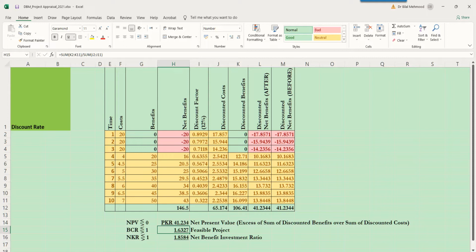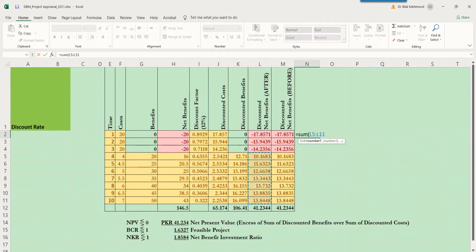And then we have the NKR, the net benefit investment ratio. We can also calculate this. It is similar to BCR, but definitely not the same, so the formula should vary. We will take the sum of the positive discounted net benefits and divide it by the absolute value of the sum of the negative discounted net benefits. I can write this formula here for you: the sum of all the positive discounted net benefits divided by the sum of the negative net benefits, and I get a negative value.